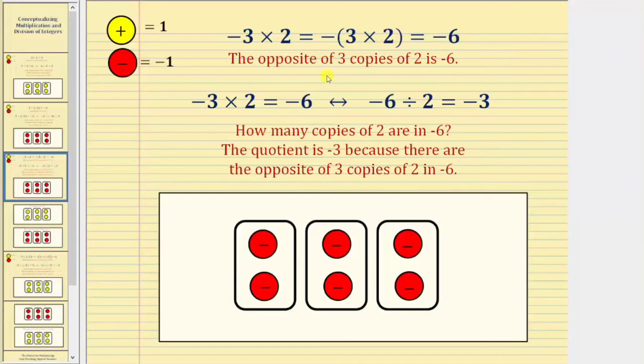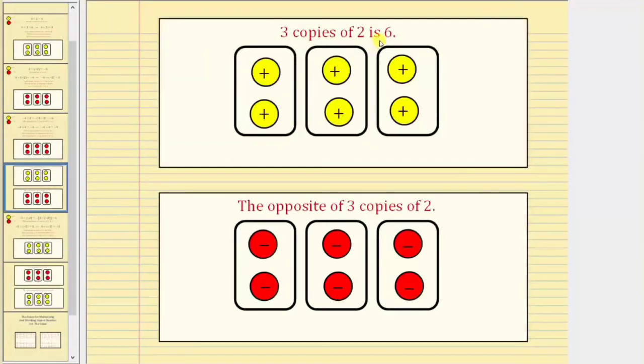To model this product, let's first review 3 copies of 2. We saw earlier 3 copies of 2 is positive 6, but we want the opposite of 3 copies of 2, and therefore we would take this model and change the sign of the chips or flip them over, which would give us 6 negative chips. Here's a model for the opposite of 3 copies of 2.